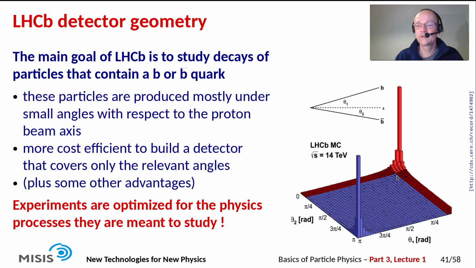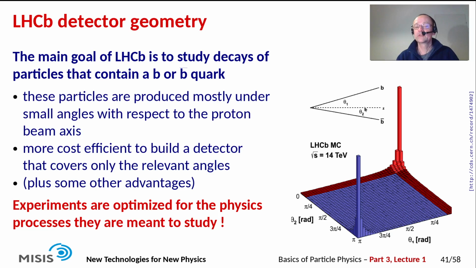So you see here the polar angle of one of the B quarks versus the polar angle of the second of the B quarks here. So this is the angle with respect to the beam axis. And you see that most of the particles here are produced at very small angles. In the one direction, the whole thing is symmetric, so you would have the same also in the other direction. So for LHCb, it's much more efficient to just cover this forward range of angles where the particles that we are interested in are produced.